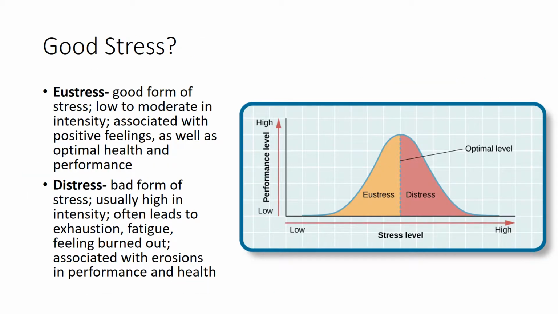There is such thing as good stress. We refer to this as eustress, and it's a good form of stress that's low to moderate in intensity. It's associated with positive feelings as well as optimal health and performance. Distress is what we usually think of when we are thinking of stress, and so this is the bad form of stress that's usually high in intensity. It often leads to exhaustion, fatigue, feeling burned out, and it's associated with erosions in performance and health.